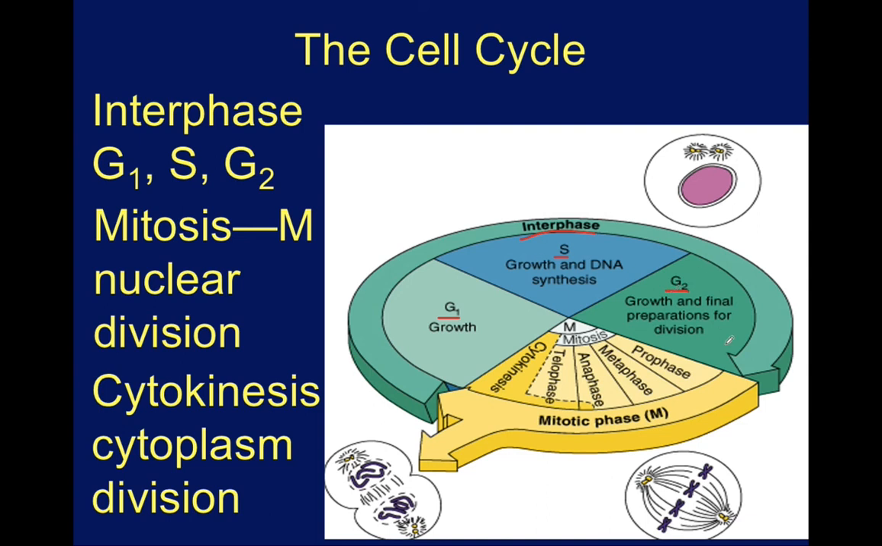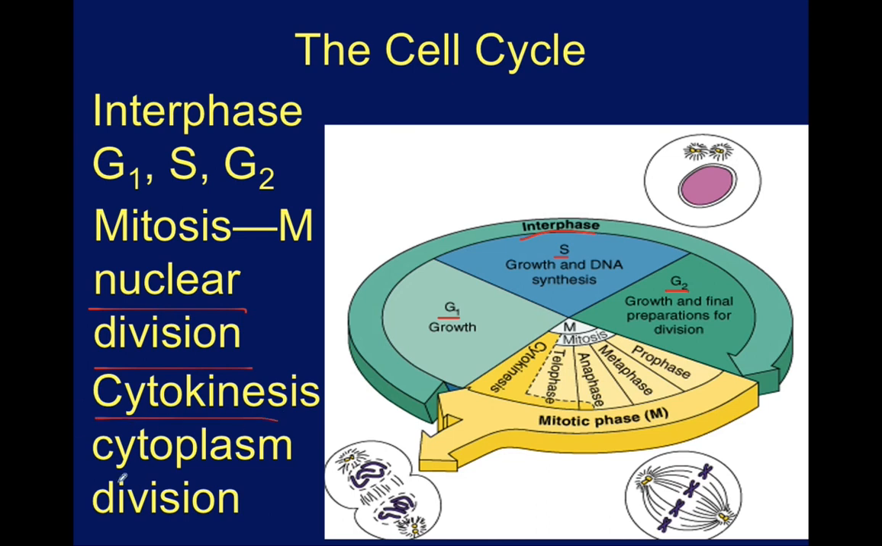Now after the G2 phase, we enter what's known as the mitotic phase. The mitotic phase contains two processes, namely mitosis and cytokinesis. Mitosis specifically refers to the division of our cell's nucleus. That is how specific we can get when we say mitosis. That is nuclear division specifically.